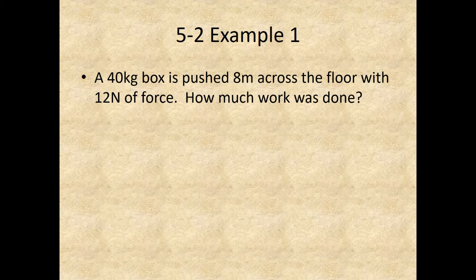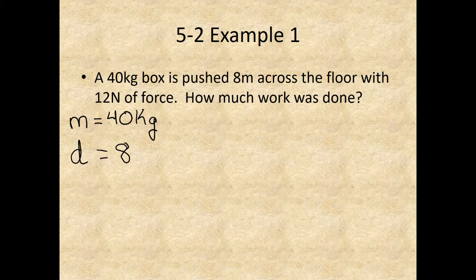In terms of solving any problem, once we have read it, the first thing is going to be to state our givens. So we observe a mass of 40 kilograms. We see a distance here of 8 meters. How do we know this is a distance and not a height? Well, it is across the floor. So it's not described as vertical, it's described as horizontal.